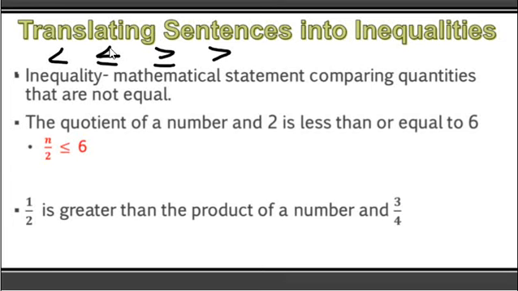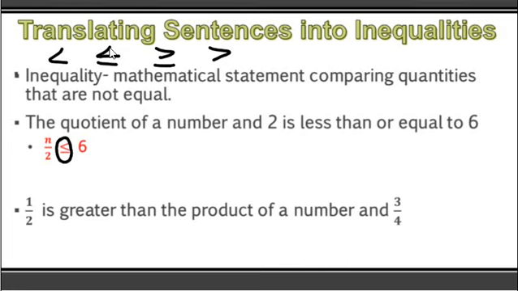The first one has been done for you. The quotient of a number and 2 is less than or equal to 6. So remember, quotient just means the answer to a division problem. So division, the quotient of the number and 2, so they put the variable divided by 2. So the answer of that is less than or equal to 6, so they used the less than or equal to symbol. And there you have your inequality.